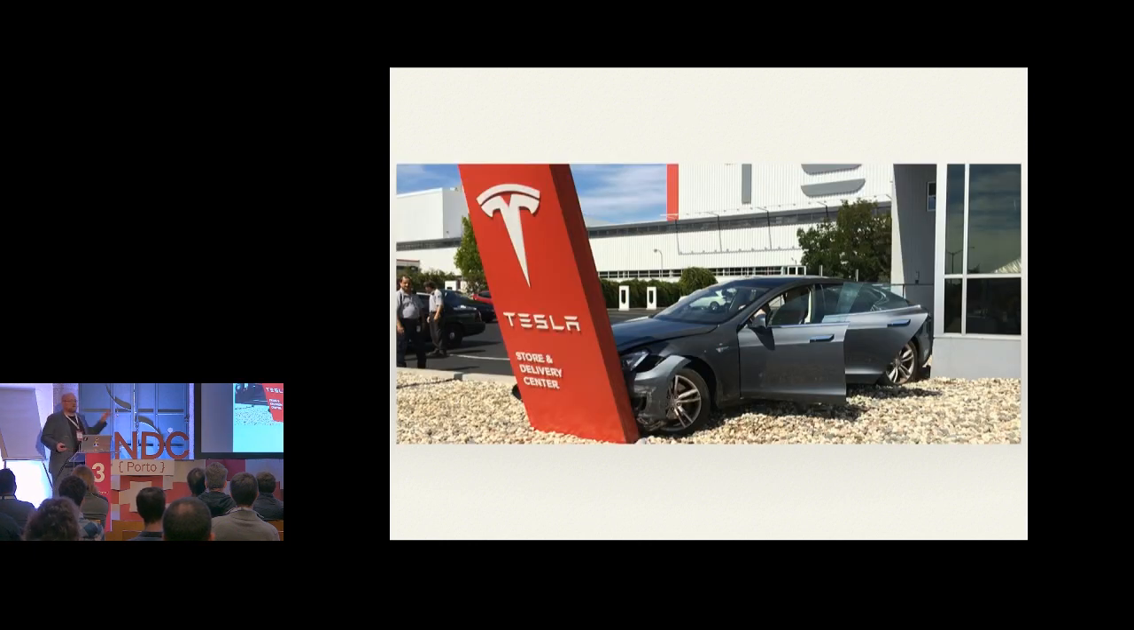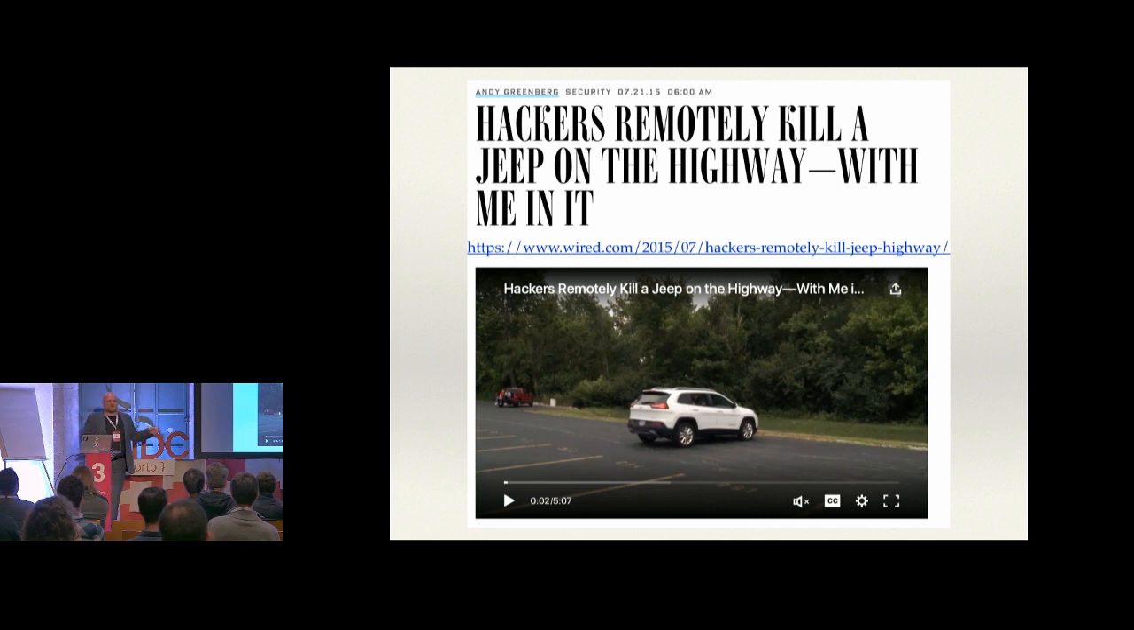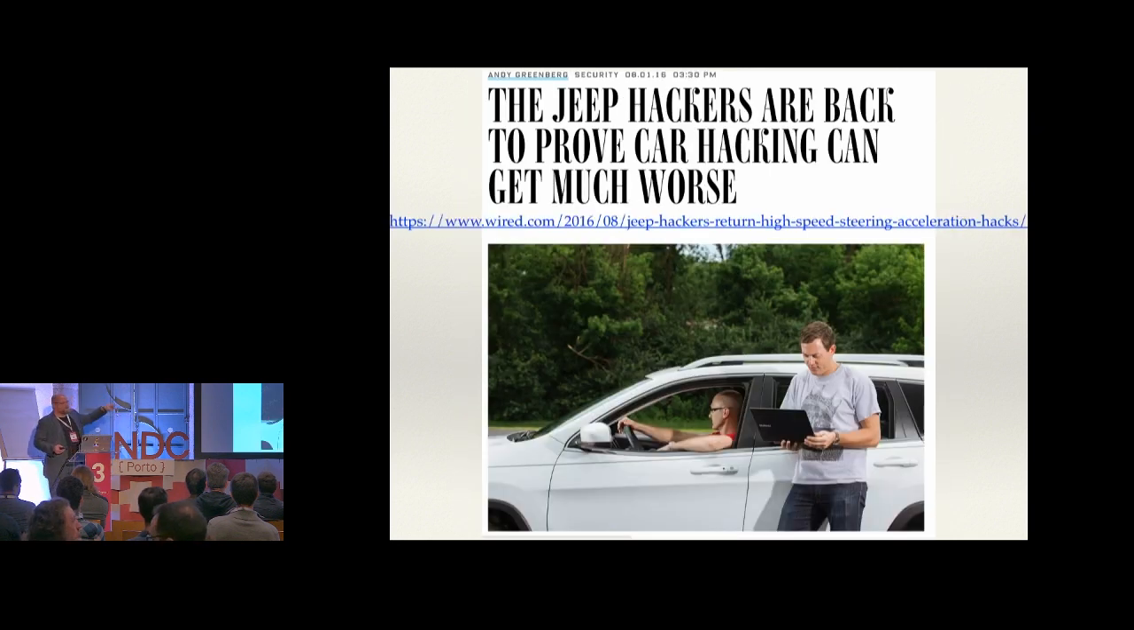I don't know, how about a Tesla crashing at a Tesla dealership, right? Or how about you're driving your car one day and then some hackers figure out that they could drive your car better for you, right? And kind of break it. So that was in 2015. And then in 2016, they did a repeat of it. So Jeep cannot catch a break, right? So as you can imagine, InfoSec is a real big pain.